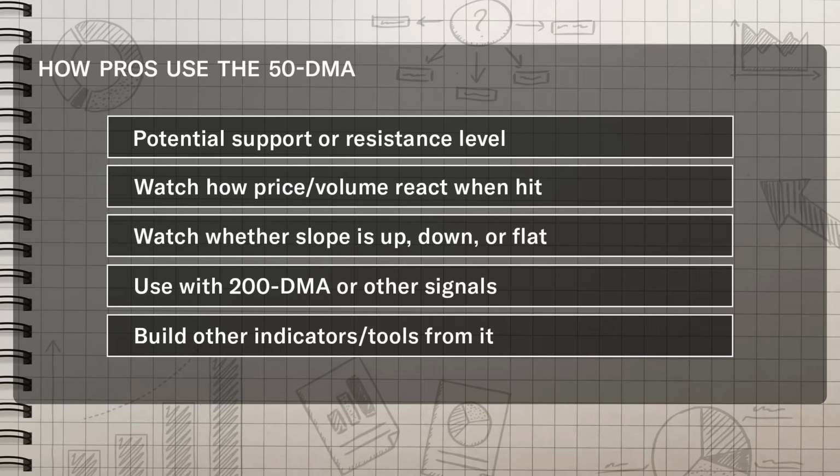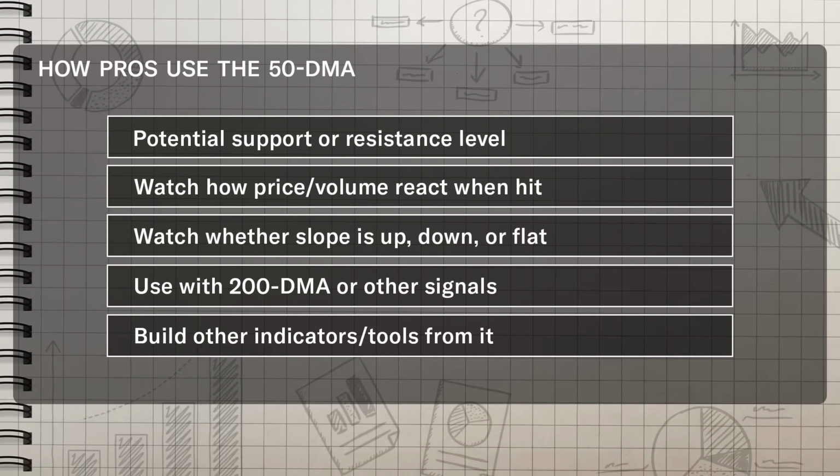Next, watch how price and volume react intraday when the level is hit. Do you see a quick reaction off of it, or does price cut through it like a hot knife through butter? Then, is volume confirming or denying? All of these are clues, and the pros are also going to gauge the slope of the average.